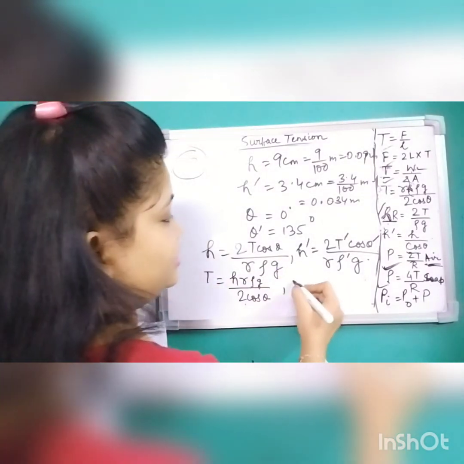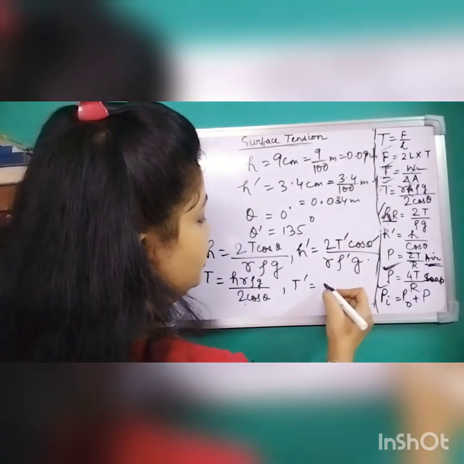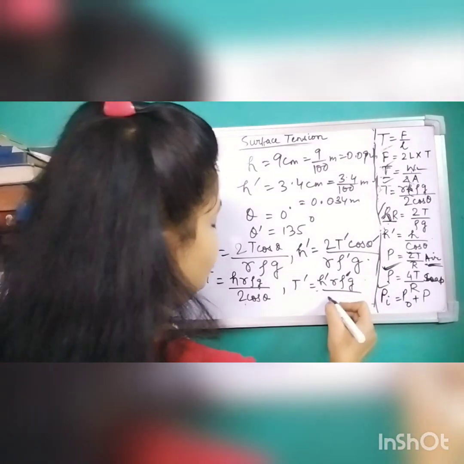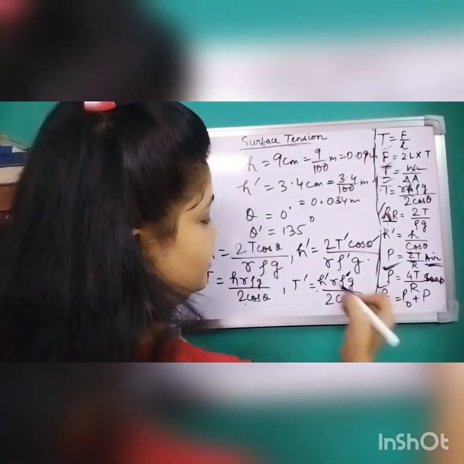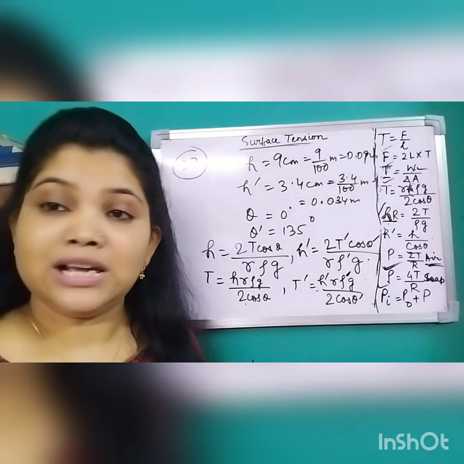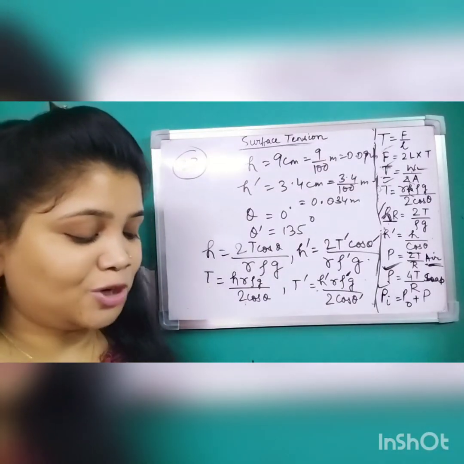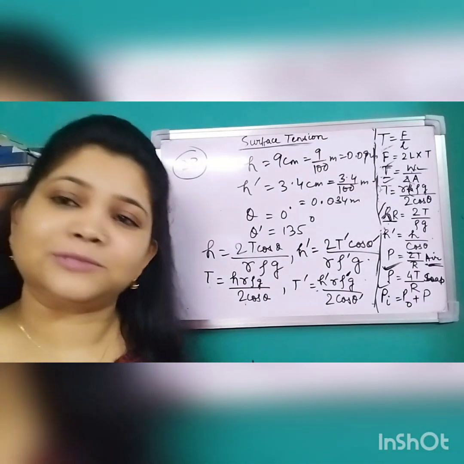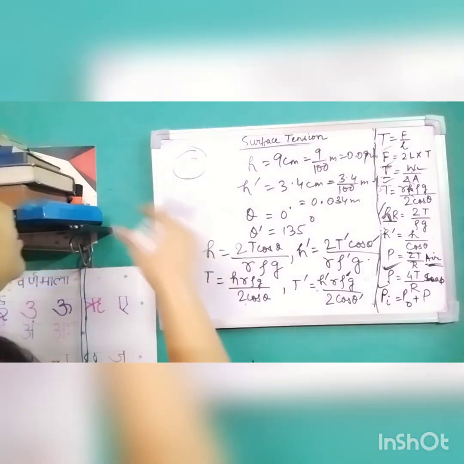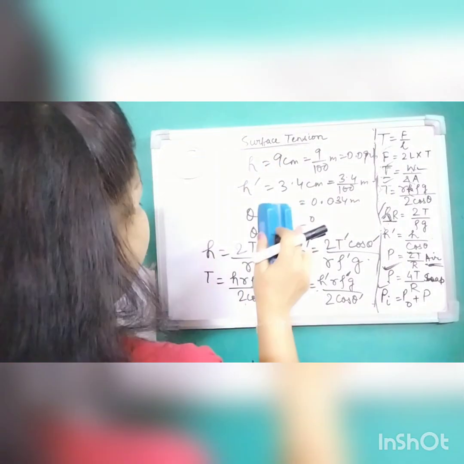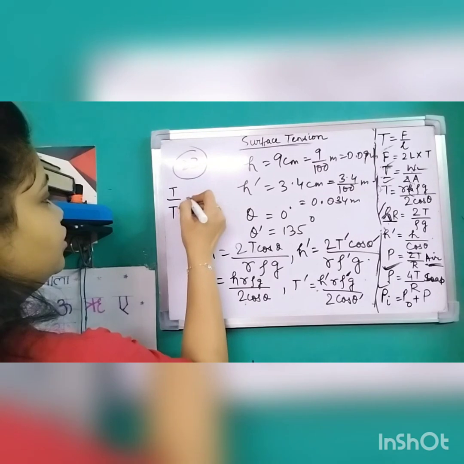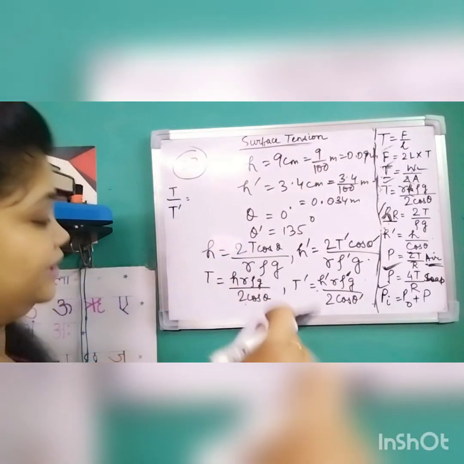Okay, and this T dash will be equal to H dash R rho dash G by 2 cos theta dash. Okay, this is the T and T dash we are getting from the formula. Now we will find out the ratio between them. So what will be the ratio between them? Let's see what the ratio comes out as. I'm doing it over here only. So what will be T by T dash equal to? Let's solve it.